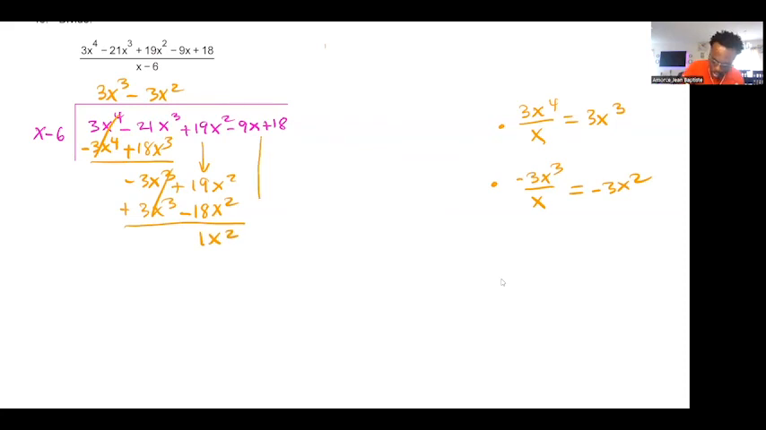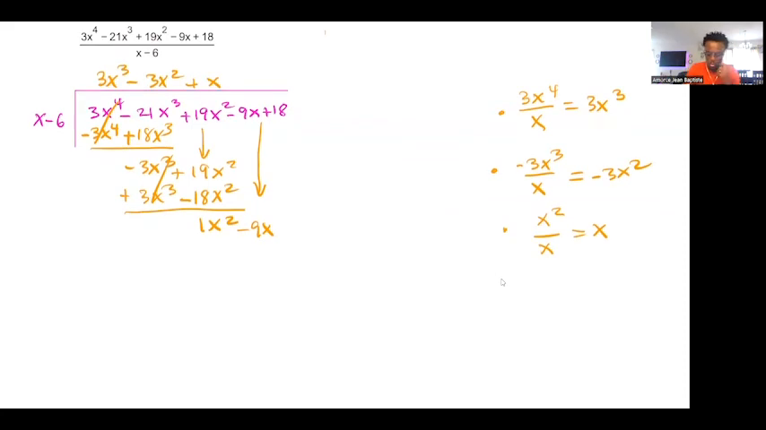Drop the next one, negative 9x. And then again, you repeat the process. That's x squared that divides x by x, that is x. So x is the next term in the quotient section. And then we multiply it by everything in the divisor. So that's negative x squared, because x times x is positive x squared, and you subtract it.